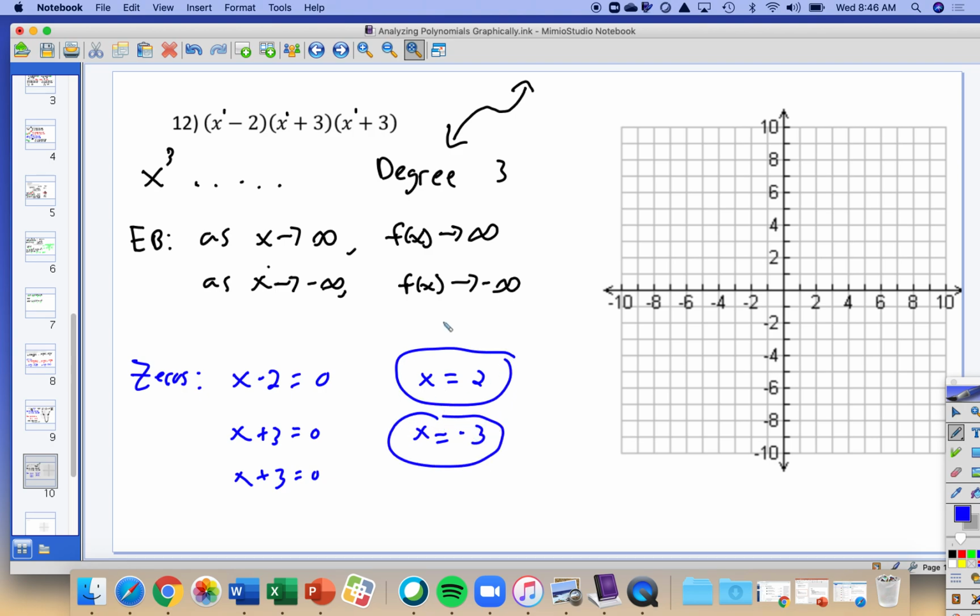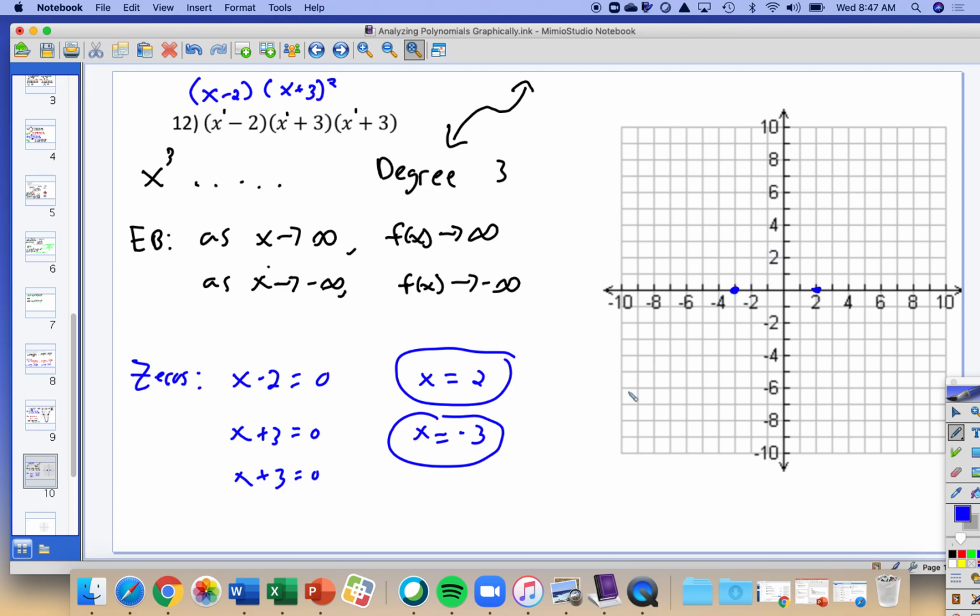The reason for that is this is a repeated 0. Repeated zeros are very important. Another way to write this function is x minus 2 times x plus 3 squared, which gives me a repeated 0. When I have a repeated 0, that affects how the graph looks. So here's negative 3, and here's positive 2. A repeated 0 is how you get a function to bounce off of the x-axis.